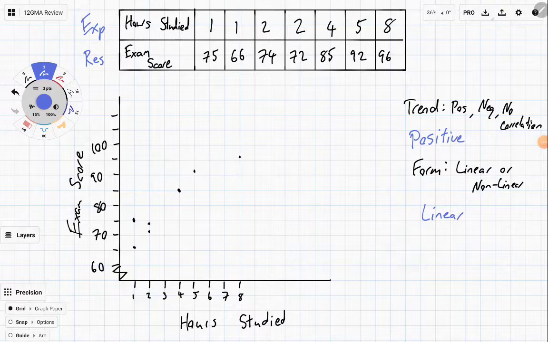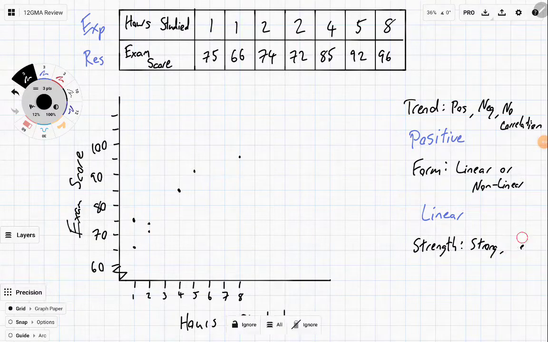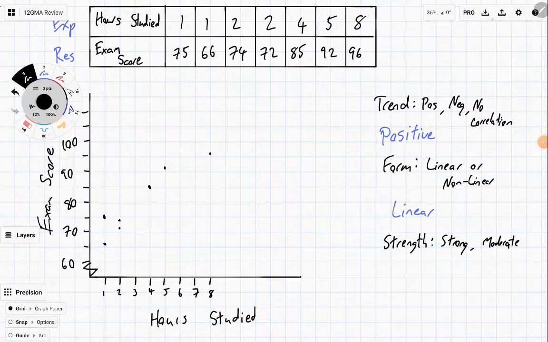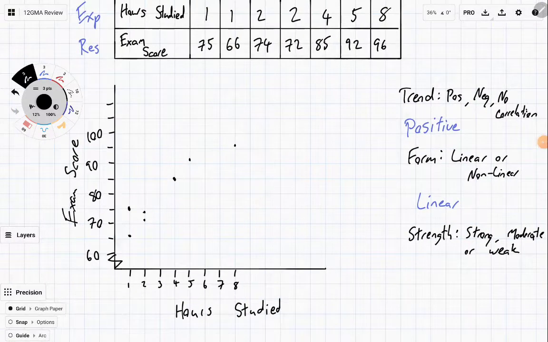And the last way we can do this is instead of the form, we can also talk about the strength. And once again, for the strength, if it's no correlation, it's nothing, or it's strong, moderate or weak. Now, again, in this case, we've kind of just got to eyeball it. Same as the form thing, right? Does this look strong? Does it look moderate or does it look weak? I would say it looks moderate, but it's a guess. We don't know yet. How do we confirm?